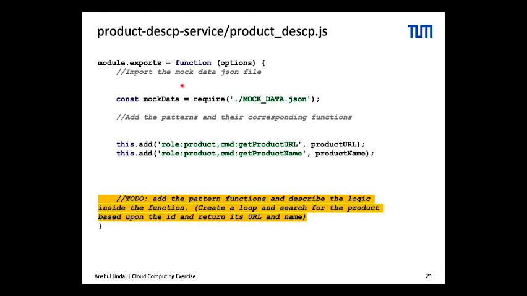Similarly, for the product description.js file or the product description service, you get the mock data, and then there are multiple methods with patterns and the actions which you have to complete. These are missing within these microservices. Over here, I'm doing a role product and get the product URL, and then you have to write this product URL function and the product name function. What you have to do is read this mock data, find the particular product based on the product ID passed as a message to this function, and then send that as information back to the user.